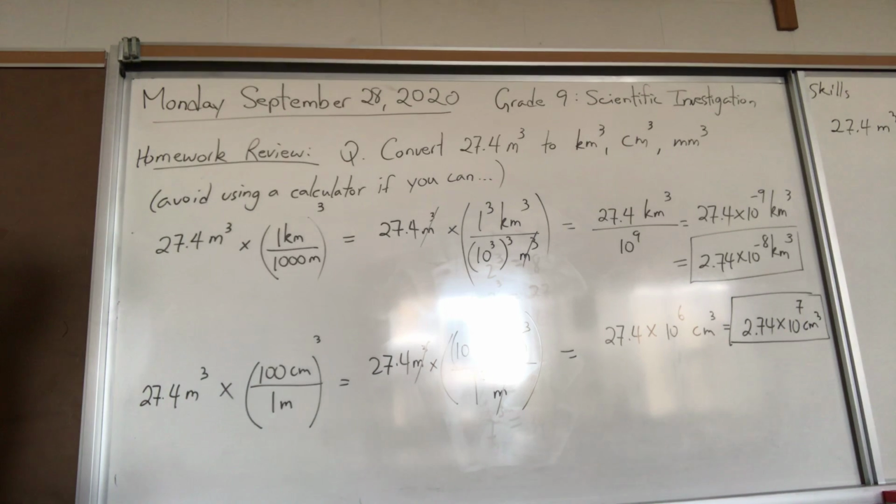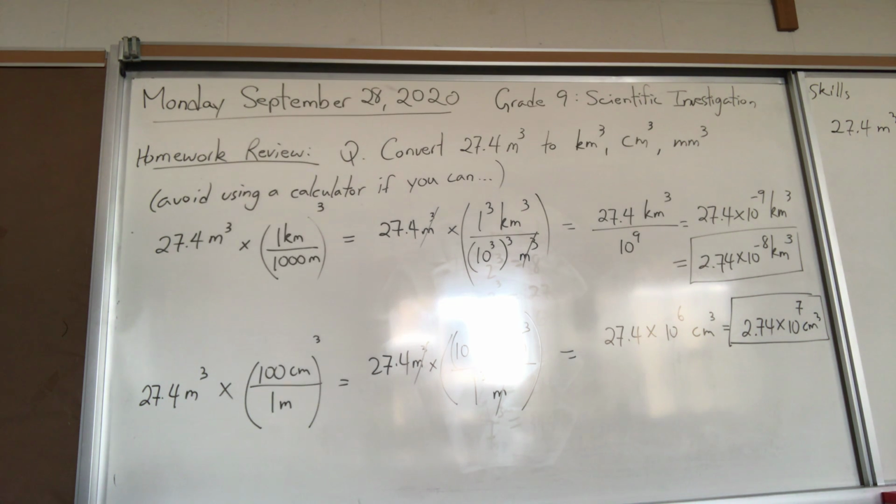We'll start the class by discussing our homework. You were asked to convert 27.4 meters cubed into kilometers cubed, centimeters cubed, or millimeters cubed. It may seem intimidating at first, but the procedure is very simple. What you do is first find out what the linear conversion is.